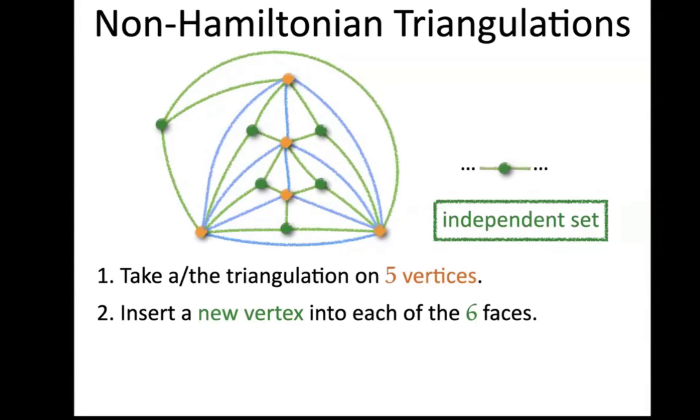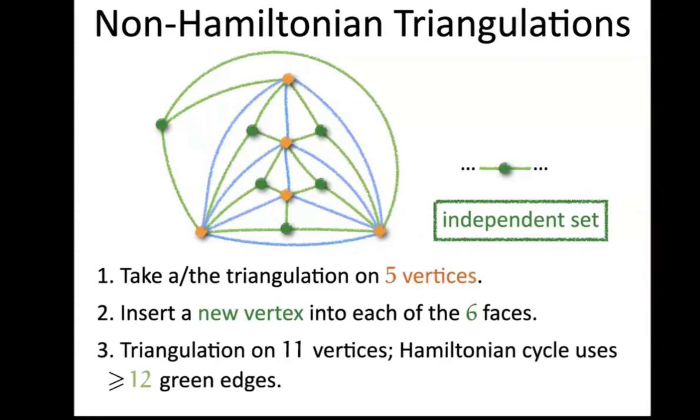they must be incident to 2 green edges, right? However, that just means we have a triangulation on 11 vertices, which means a Hamiltonian cycle would have to have 11 edges, of which at least 12 are green. That doesn't quite work out. So that's a contradiction, and hence there cannot be a Hamiltonian cycle just because this independent set is too large. We have only 5 vertices of one type, 6 of the others, and that just doesn't work.